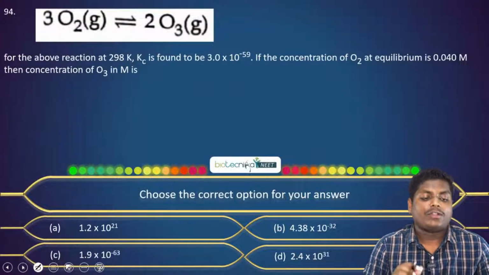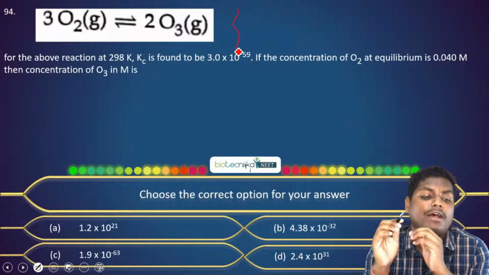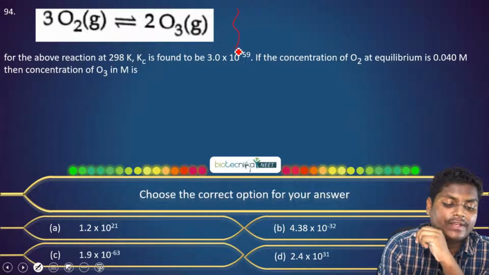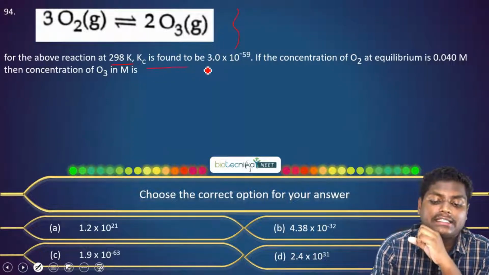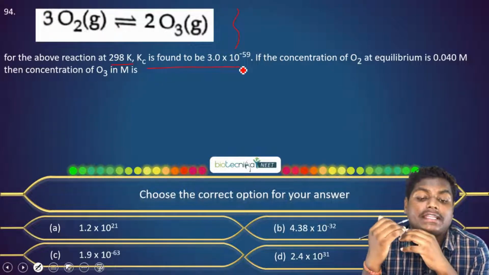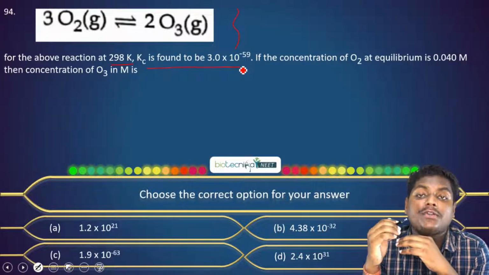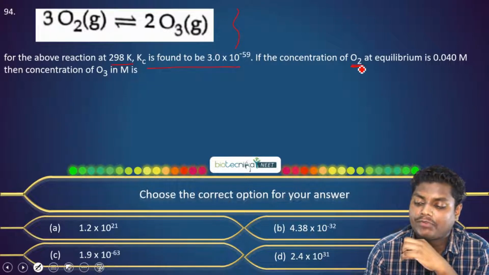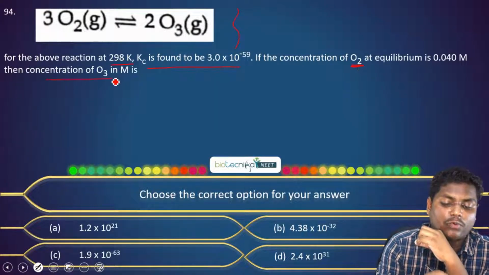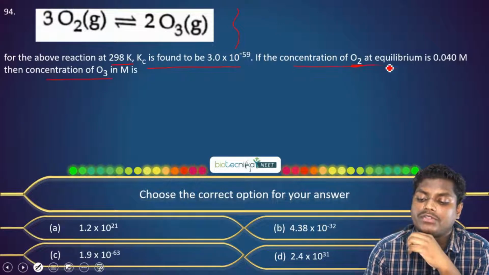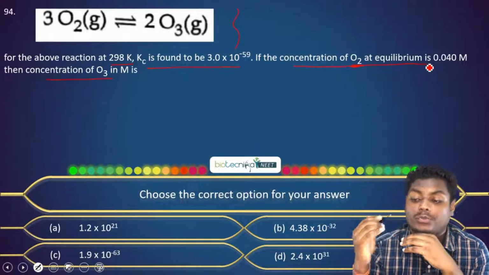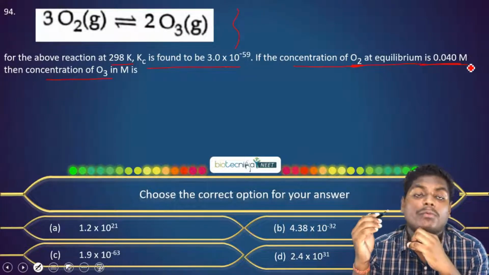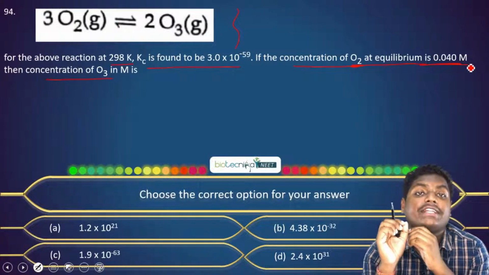For the above reaction, they have given us a reaction where oxygen is converting into ozone and they are in equilibrium. For the above reaction at 298 Kelvin, they have said that Kc, the equilibrium constant, is found to be 3 into 10 to the power minus 59. What is the concentration of ozone at equilibrium when the concentration of O2 is given? The concentration of O2 at equilibrium is 0.04 molar.